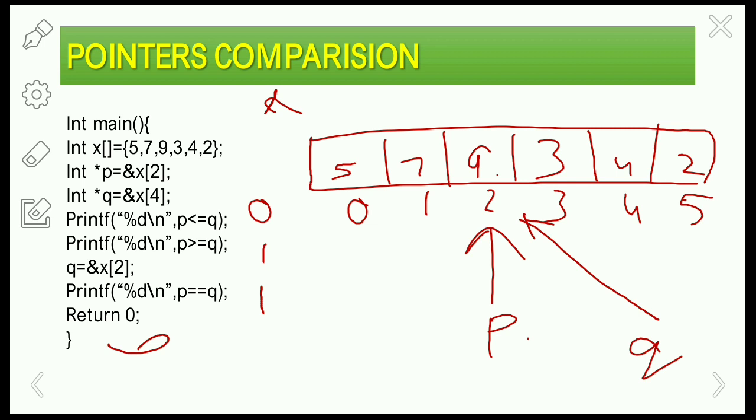And remember one thing, that the not equals to operator can be applied on the same array, or a null pointer or void pointer. Okay, so this is about pointers comparison in the C language.